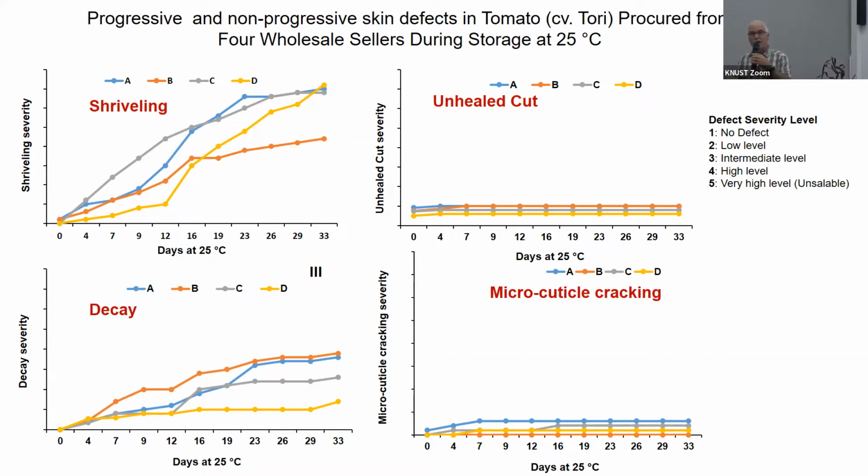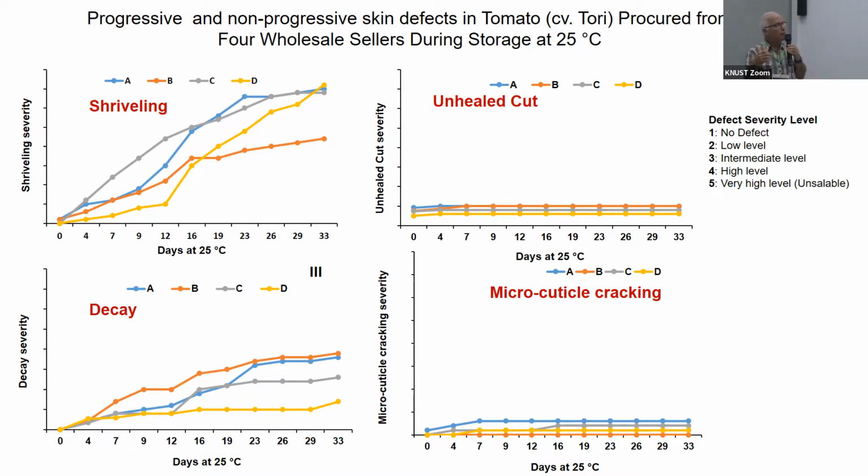On the other hand, what develops quite rapidly during storage at 25 degrees is the problem of shriveling, which is caused by water loss. And you can see it as early as 4 days, and it can continue to a very significant level. The scale on the y-axis is actually an index, a shriveling severity index that he generated.